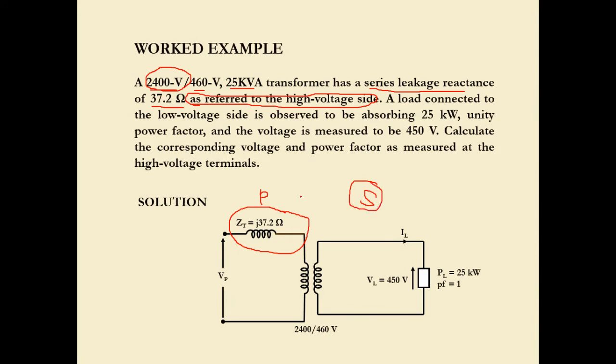All right, so let me write the ratio. So this is 2400 volt down to 460 volt, the low voltage side of the transformer. Good. A load connected is observed to be absorbing 25 kilowatt here, and unity power factor means power factor is 1. And the voltage is measured to be 440 volt. The load voltage is measured as 450 volts. So calculate the corresponding voltage and the power factor as measured at the high voltage terminal.